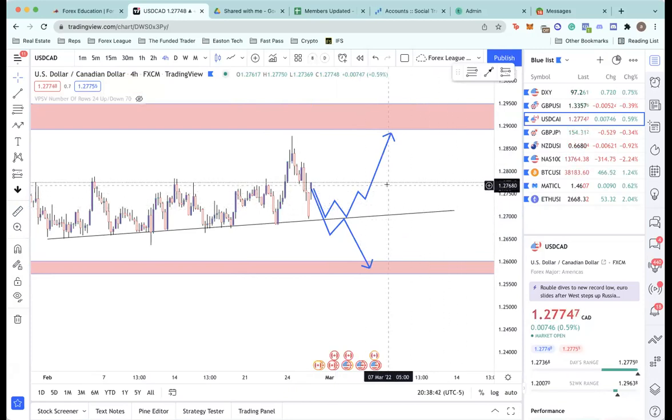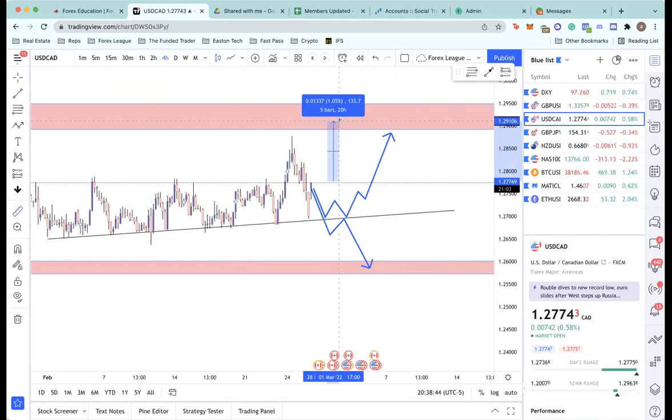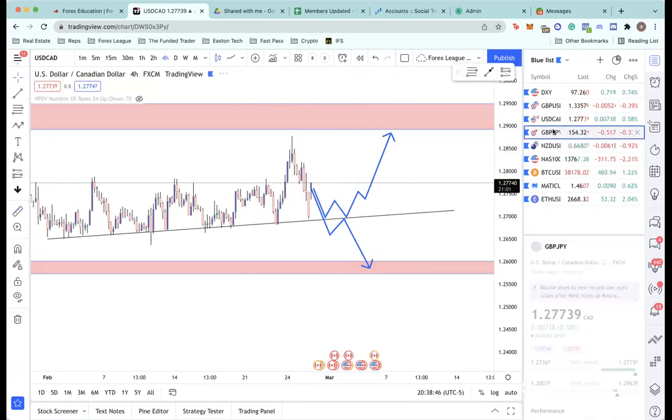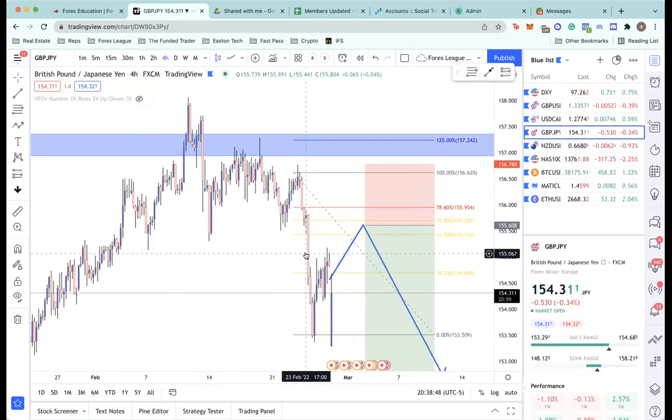So USD CAD, gonna remain patient. If this thing just pushes to the upside right now, then that's fine. It's just not happening according to my rules.